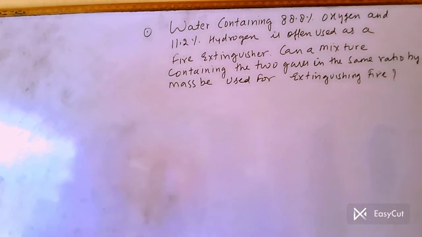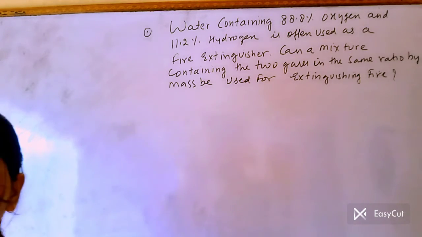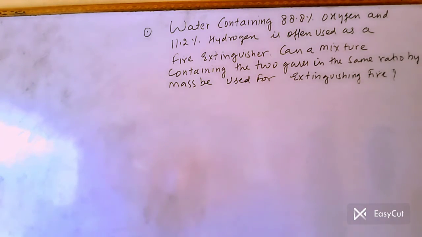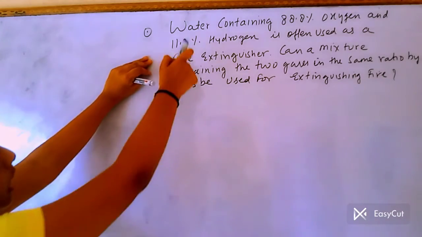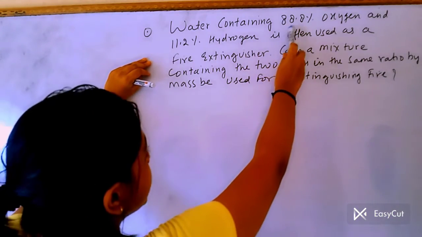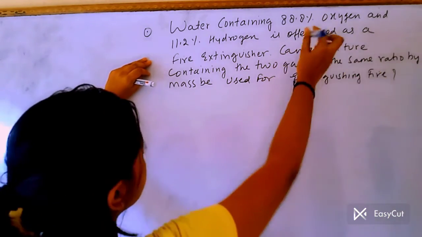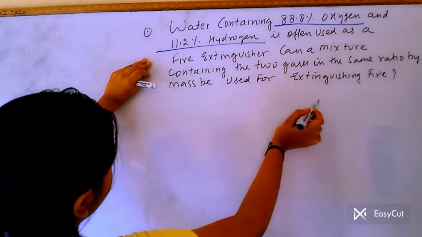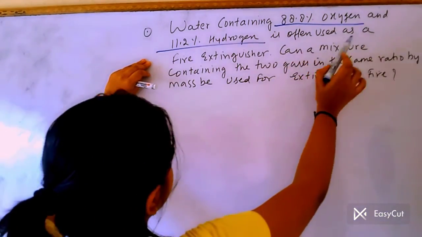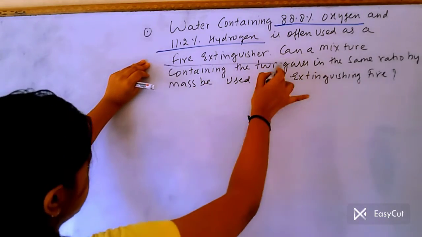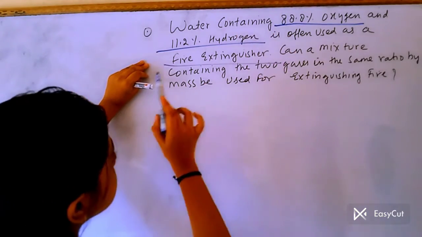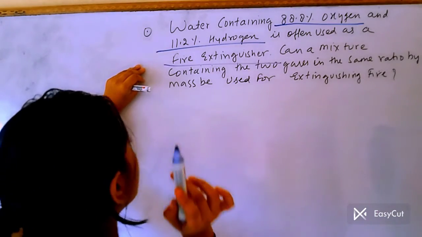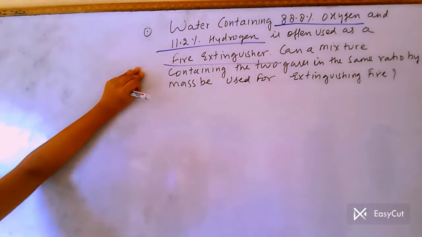So let's start with the fourth question in this HOTS series. So let's go with the question. Water containing 88.8% oxygen and 11.2% hydrogen is often used as a fire extinguisher. Can a mixture containing the two gases in the same ratio by mass be used for extinguishing fire?